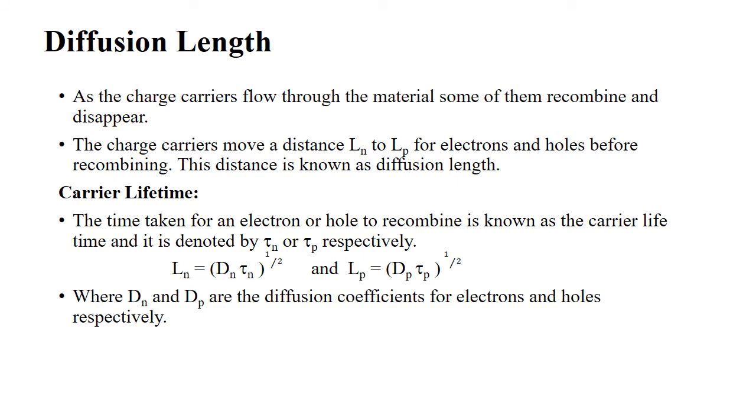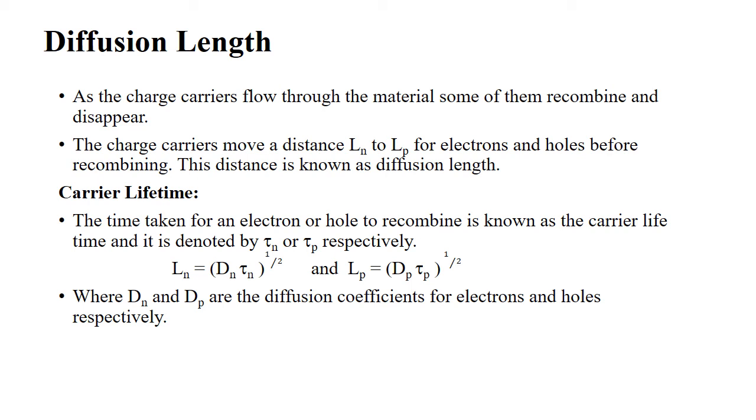Diffusion length. As the charge carriers flow through the material, some of them recombine and disappear. The charge carriers move a distance Ln and Lp for electrons and holes respectively before recombining. This distance is known as the diffusion length.